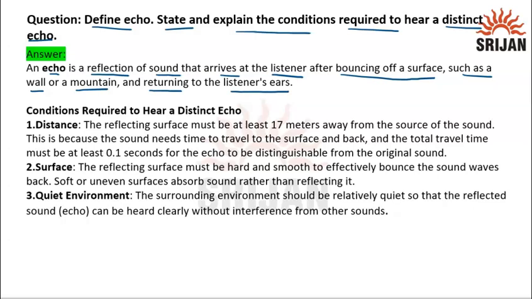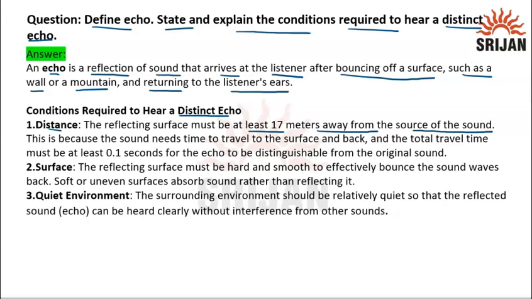So, what are the conditions to hear a distinct echo? The distance: the reflecting surface must be at least 17 meters away from the source of the sound. So, this should be the minimum distance between the source of the sound and the reflecting surface. That should be 17 meters, and it can be more than 17, but it should not be less than 17.